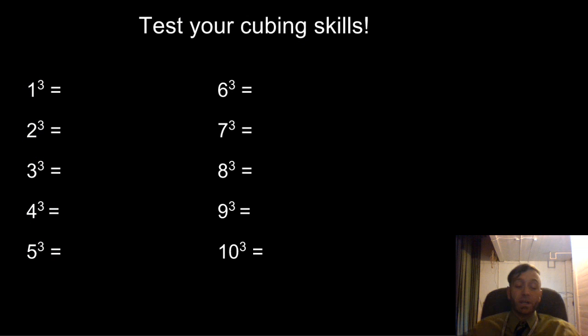This is a good time to pause the video, see if you can find the cube for the first 10 numbers. All right, if you forgot, cubing means to the third power. So 1 cubed, or 1 to the third, would be 1 times 1 times 1. All right, here come your answers.